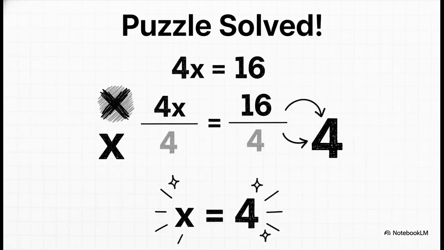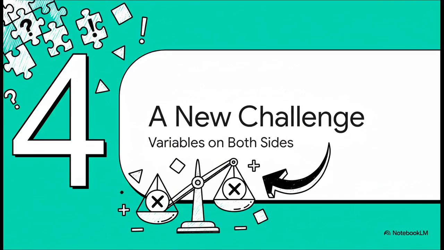We're so close. Right now, x is being multiplied by 4. To undo that, we use its inverse, division. We divide both sides by 4. And what are we left with? X equals 4. And just like that, puzzle solved. Okay, not too bad, right? That was a good warm-up.